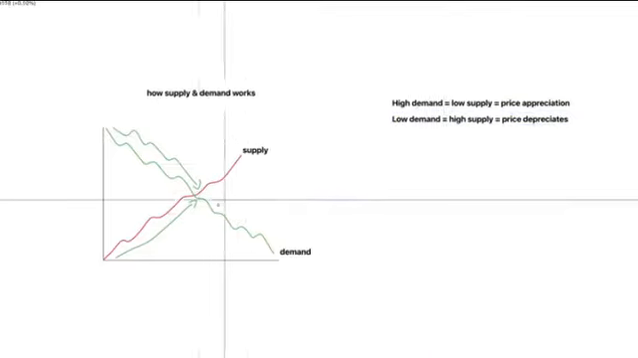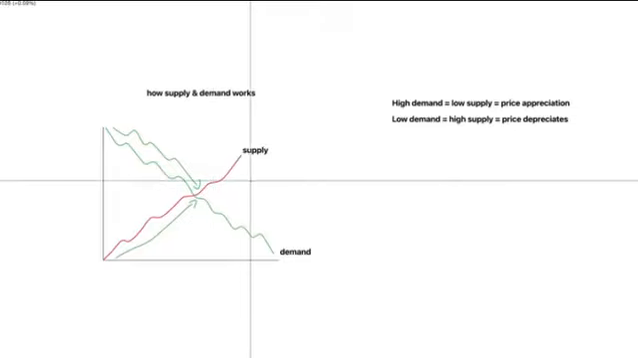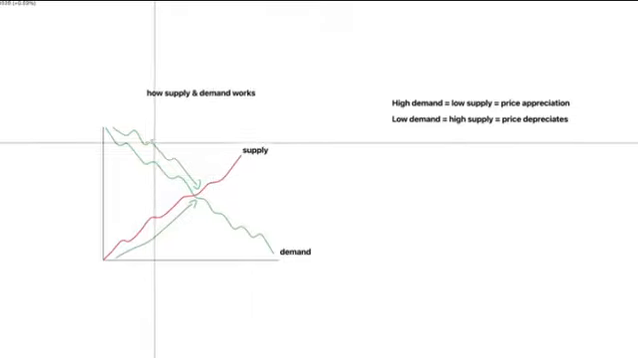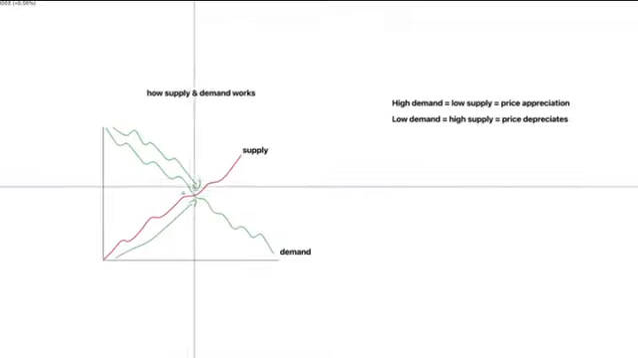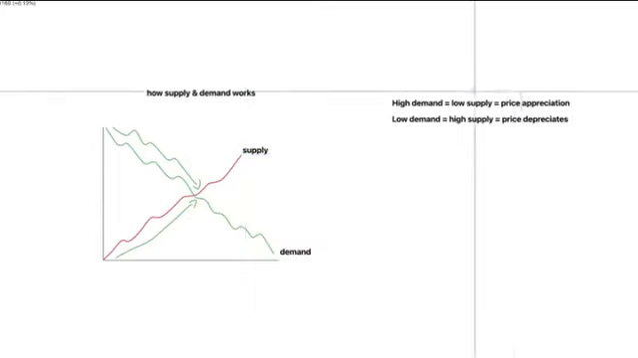If we have a case where there's high demand for an asset, so there's a reason for people to want to hold a specific asset, then supply will be bought up, it will get more scarce, and people who have the asset can then charge more for it. That will mean price appreciates.